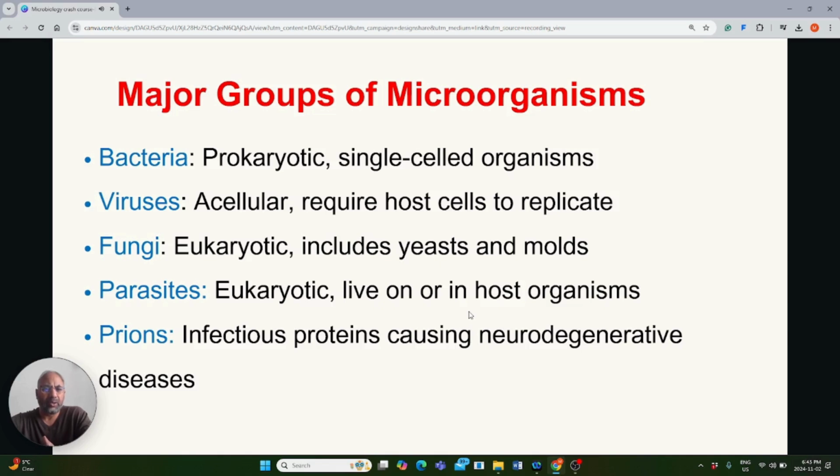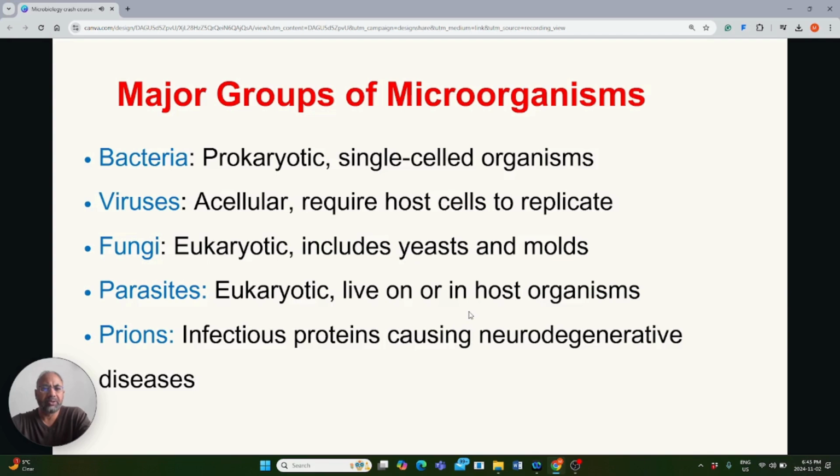Viruses, they are acellular, they don't have a cellular structure, and they always require host cells to replicate. So they cannot replicate by themselves, they have to have a host cell to replicate. Then fungi are the eukaryotic organisms. Their cells are similar to human and animal cells, and they contain all the regular organelles like mitochondria, nucleus, endoplasmic reticulum, all of those, and that is why they are called the eukaryotic organisms, and included among them are the yeasts and the molds.